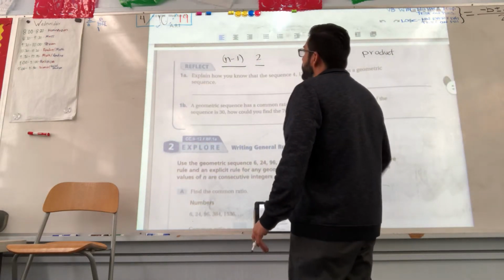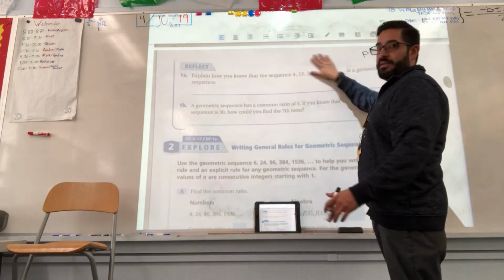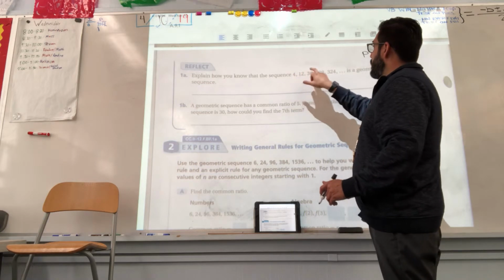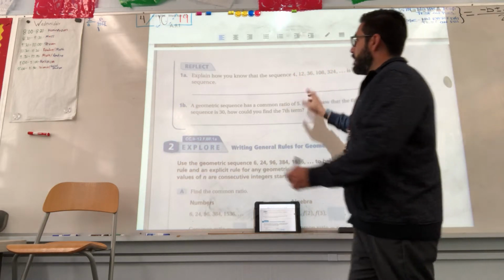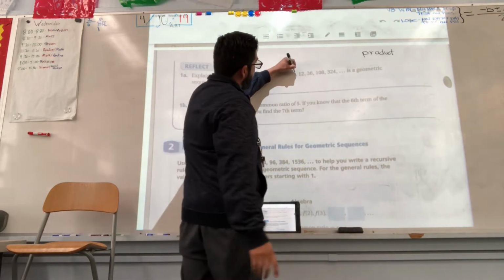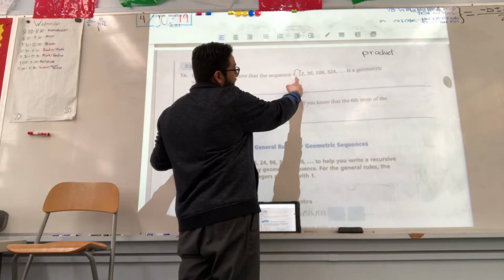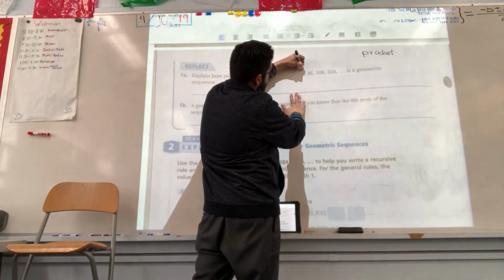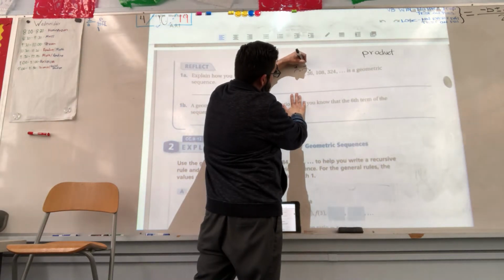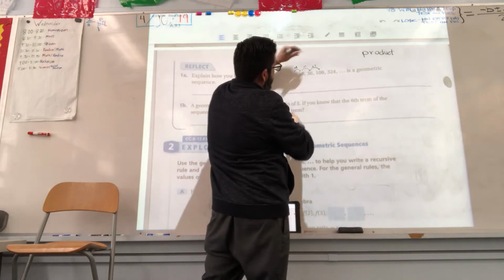All right, so let's reflect really quickly. Explain how you know that the sequence 4, 12, 36, 108, so these are completely different numbers, is a geometric sequence. Well, we can see that 4 grows 3 times to get to 12. 12 grows 3 times to get to 36. 36 grows 3 times to get to 108.